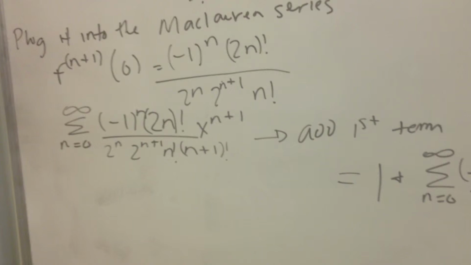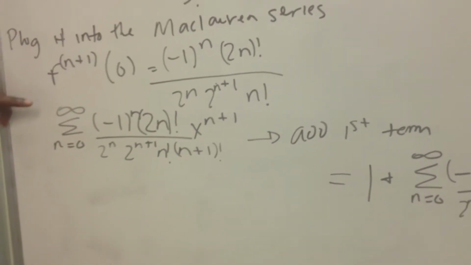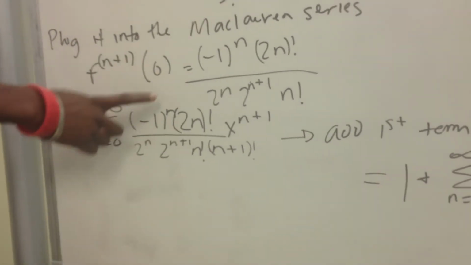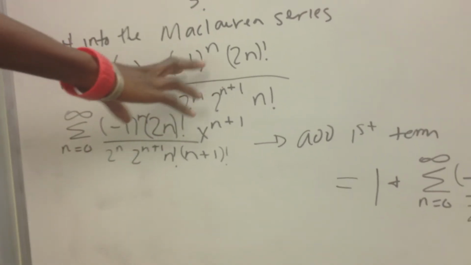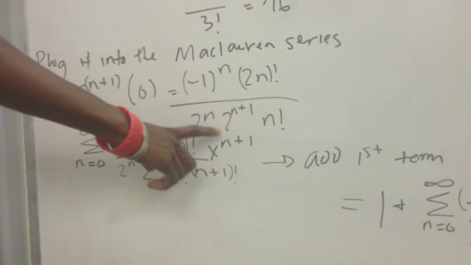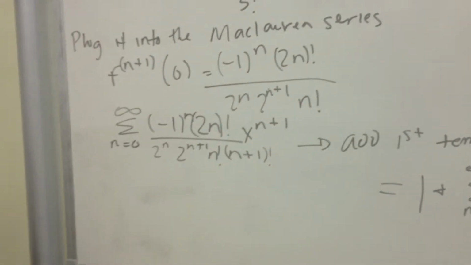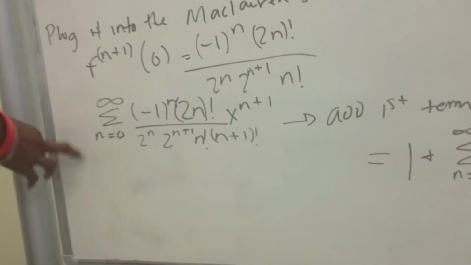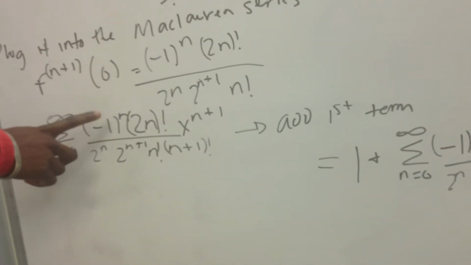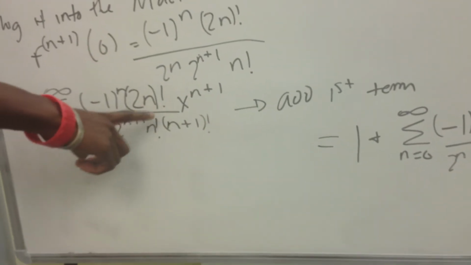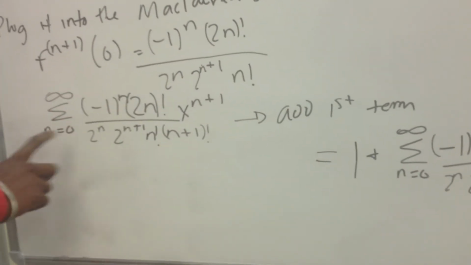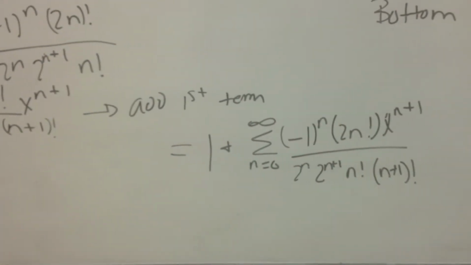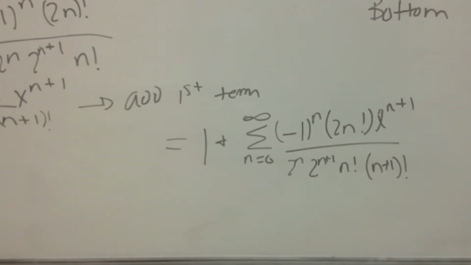Now, to get the complete term, you have to plug it into the Maclaurin series, which is a form of the Taylor series. That can be established by f^(n+1) of 0, which equals negative 1 to the n times 2n factorial over 2n times 2n plus 1 times n factorial. And then we plug it in and we get the summation from 0 to infinity of negative 1 to the n times 2n factorial times x to the n plus 1 over 2n times 2n plus 1 times n factorial times n plus 1 factorial.